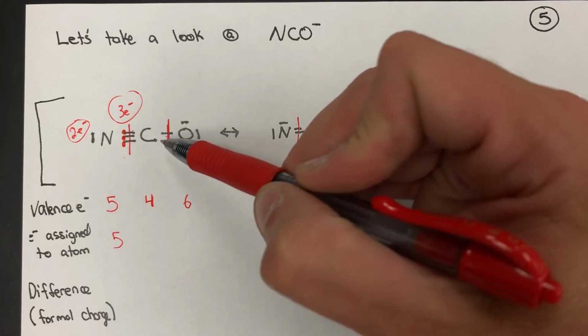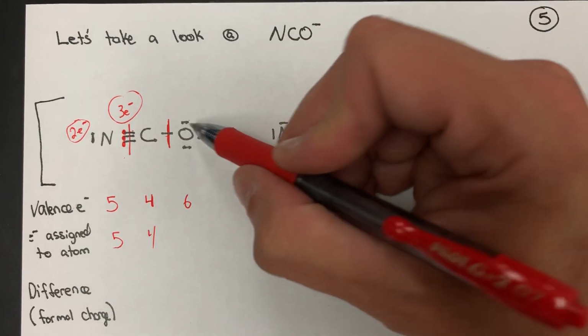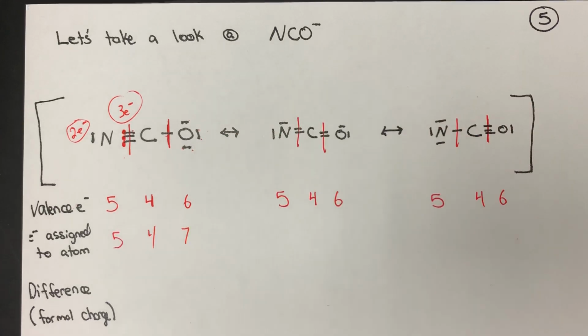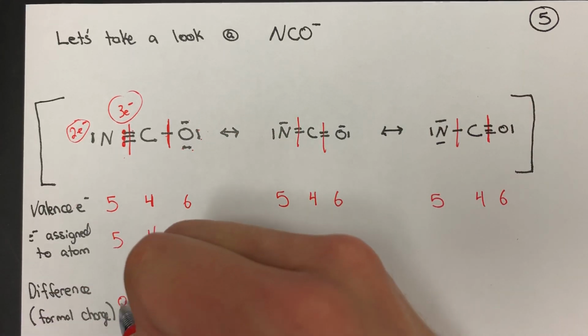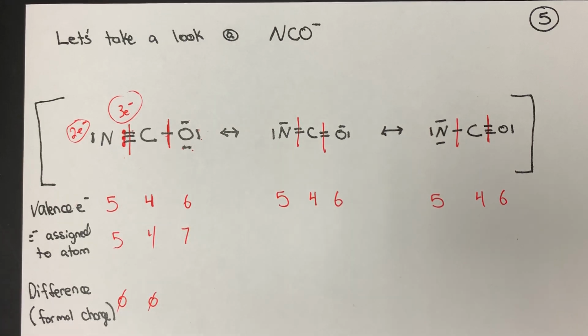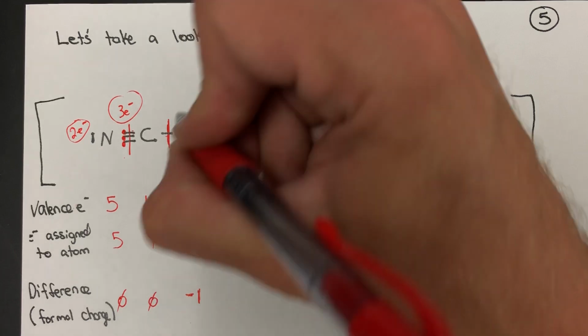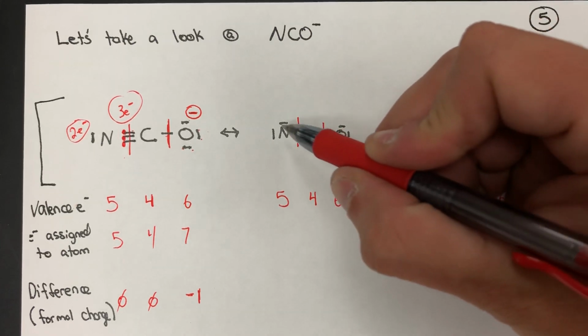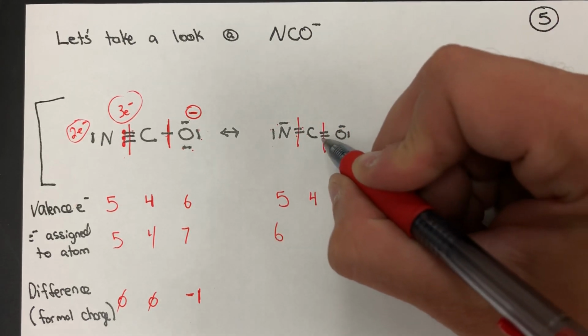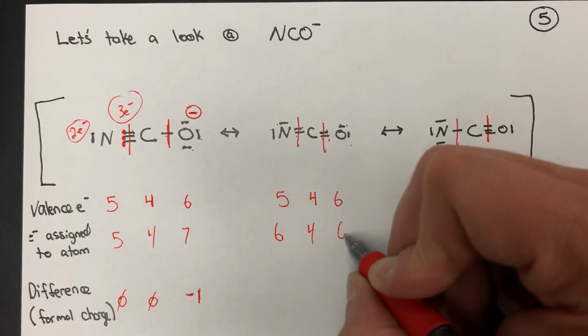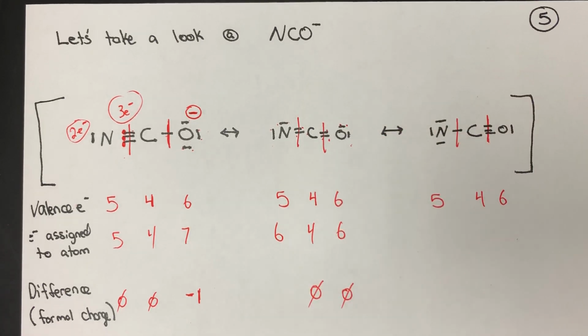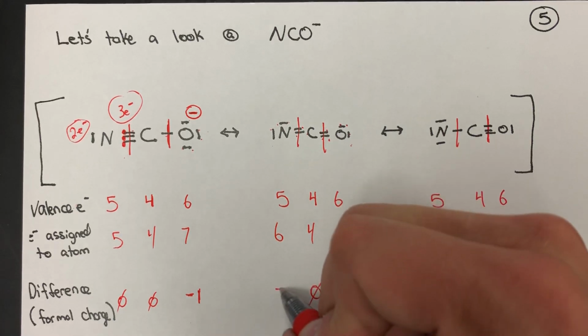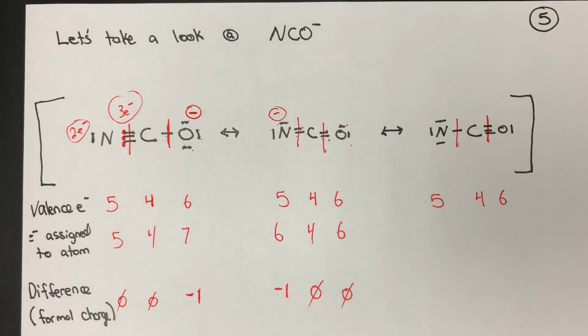1, 2, 3, 4. For this oxygen, it has 1, 2, 3, 4, 5, 6, 7. So what I find is that the difference for nitrogen and the difference for carbon is both 0, but the difference for oxygen is actually -1. So I'm going to write that by the oxygen there, as its formal charge. I'll move on to this middle structure here. I see there's 1, 2, 3, 4, 5, 6, 1, 2, 3, 4, 1, 2, 3, 4, 5, 6. So while the difference is 0 for the carbon and the oxygen, for that nitrogen, it's -1. So I indicate the formal charge there.